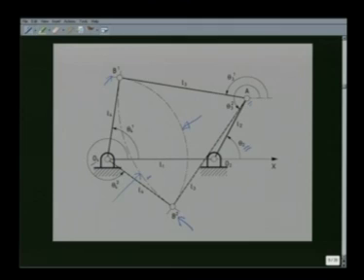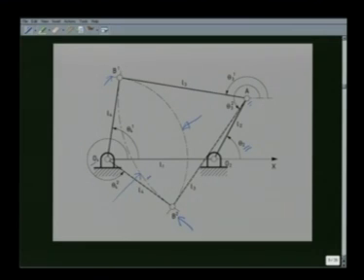So we get two different configurations for the same values of link lengths and theta 2. One is O4 O2 A B1 and the other is O4 O2 A B2. Two configurations are shown distinctly, one by the firm lines and the other by the dashed lines. Now we have got two values of theta 3 and theta 4, which are indicated in this diagram as well.